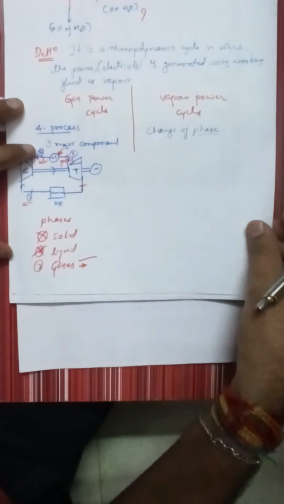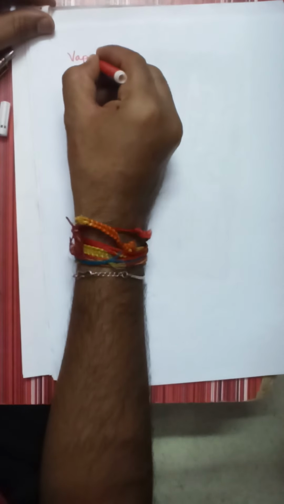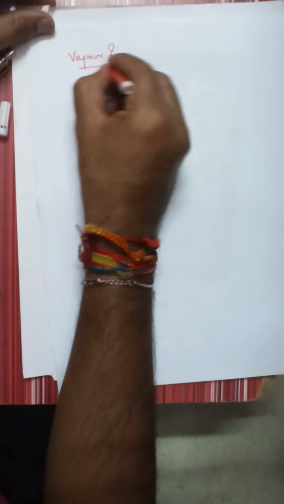Next, coming back to the second important point: how do you generate vapor? Just think, is there any device? Can you tell me the name of the device in which the generation of vapor takes place? Yes, obviously it is the boiler.